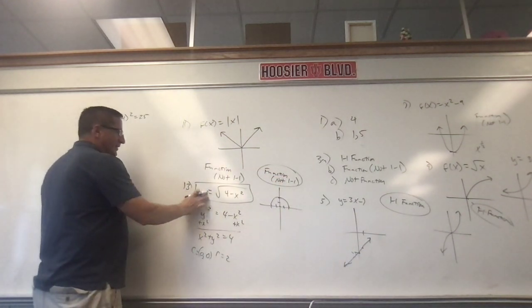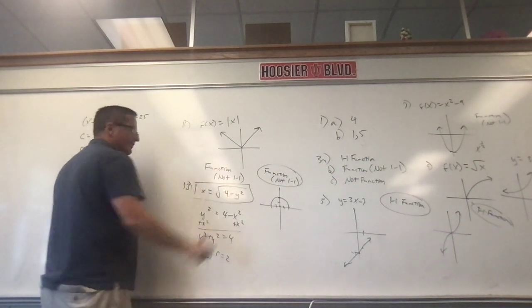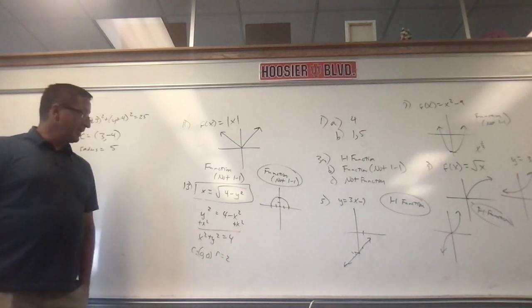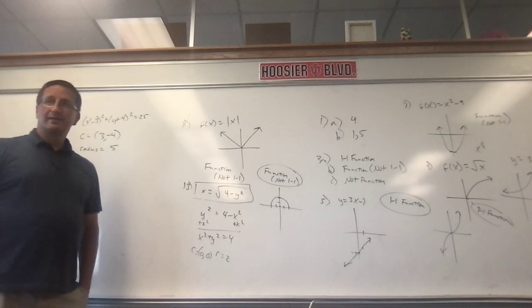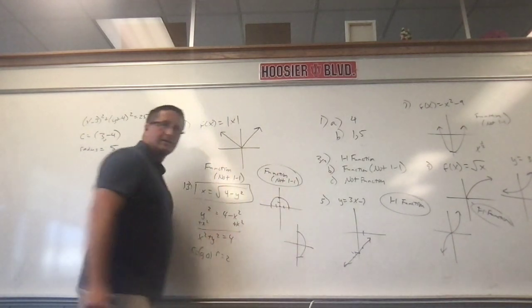What if it would have said this? What if it was x equals, if I switch the x and the y? Would it be a one-to-one function? No. Which would it be, left or right? Fail the horizontal. So is it a function? No. Why? I don't know. Yes, you do. Why is this not a function? You just said it. Fails the vertical line test.